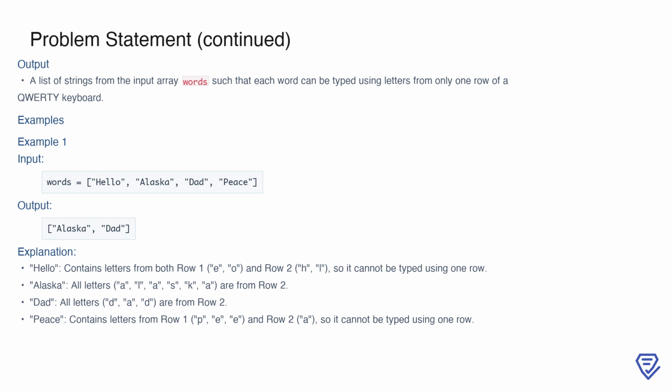If the input array is words equals hello, Alaska, dad, peace, the output should be Alaska, dad. Here's why. The word hello contains letters from row 1, such as E and O, as well as row 2, including H and L, so it doesn't qualify. Alaska, on the other hand, has all its letters in row 2, so it is valid. Similarly, dad is valid because all its letters belong to row 2. However, peace is invalid because it uses letters from both row 1 and row 2. This example highlights how we evaluate each word against the keyboard rows.